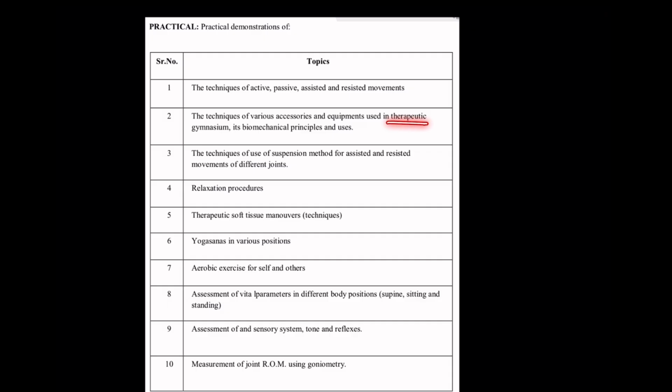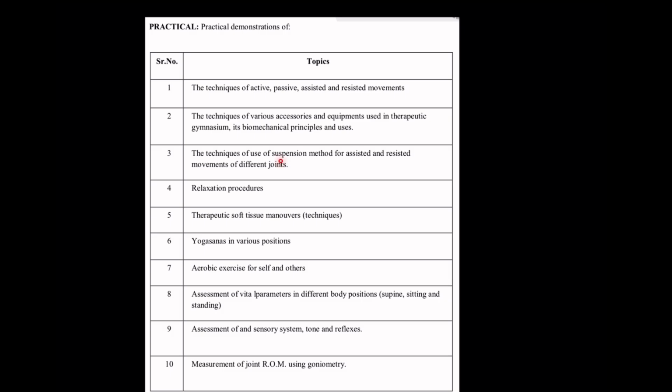Next is therapeutic gymnasium, techniques of various accessories. If your college has a well equipped therapeutic gymnasium, then you can expect this question in your exam. But if they don't have that properly, even if you have that in your practical exams, be very well prepared for the viva part only, because if you don't have that utility in front of you, you won't be able to describe the use. So for that, the theory part should be clear. But if your college has a well equipped gymnasium, then you should be aware of the theory as well as the practical usage.